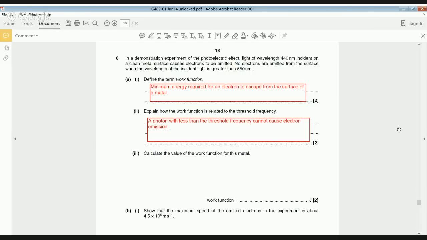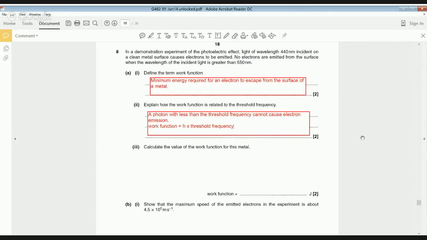You could write the equation here. I haven't got a symbol for phi, so I'm just going to write work function equals h, Planck constant, multiplied by the threshold frequency. You should write it out in words. If you wrote it out in symbols, you'd have to define the symbols. That's pretty much always the case in any written question.